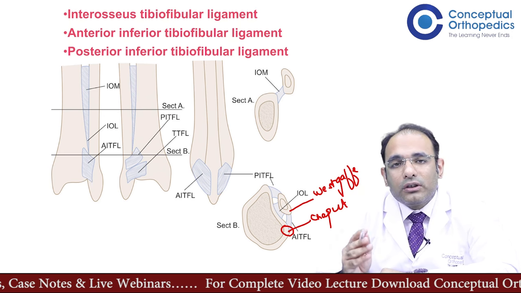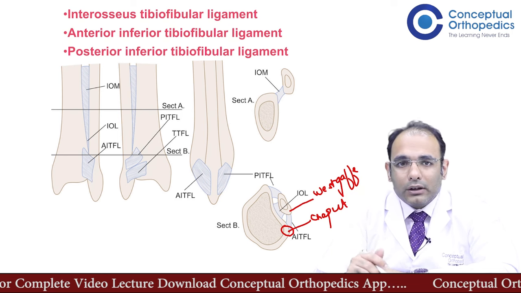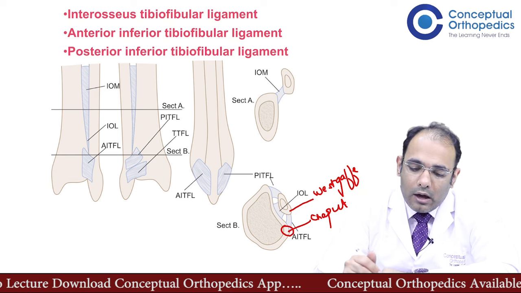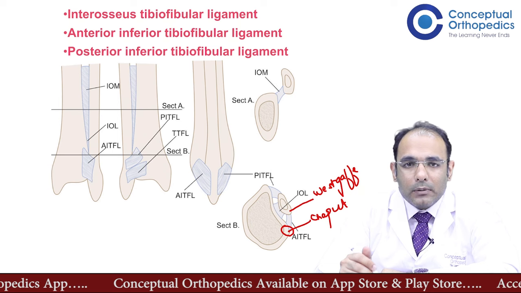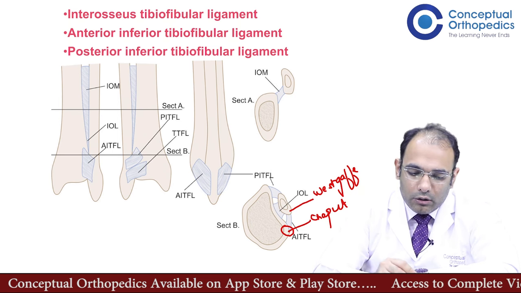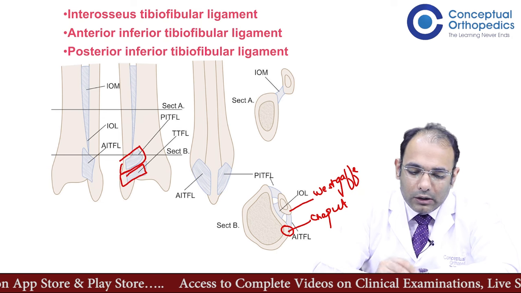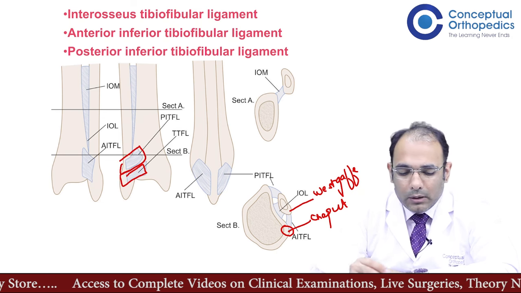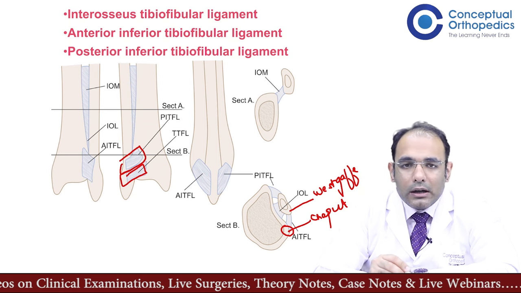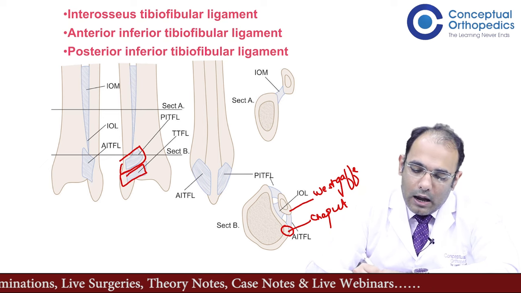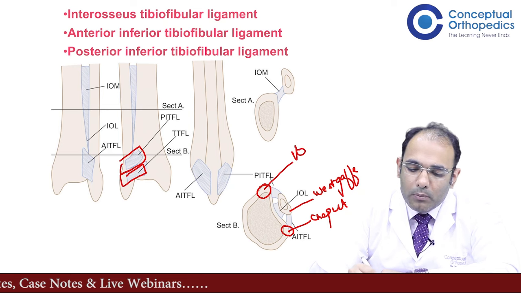The interosseous ligament is actually just a distal extension of the interosseous membrane, and the last 5 cm forms the IOL. Another strong ligament is the PITFL, or posterior inferior tibiofibular ligament. We have another ligament around that area, called the TTFL, or transverse tibiofibular ligament. The PITFL also goes from the fibula proximally and medially to the tibia, and the fragment on which the PITFL attaches onto the distal tibia is called Volkmann's fragment.